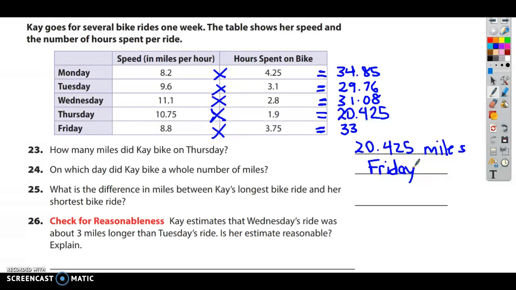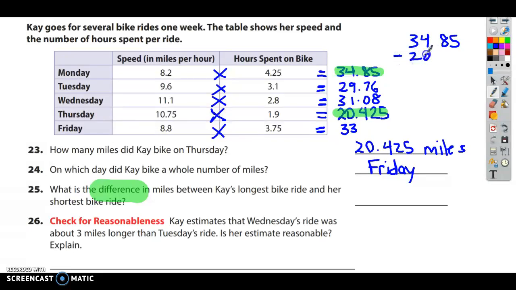Number 25, what is the difference in miles between Kay's longest bike ride and her shortest bike ride? The word difference here means the answer to a subtraction problem. So I need to find her longest bike ride, which was 34.85, and her shortest bike ride, which is 20.425, and I need to subtract. That's what difference means, to subtract.